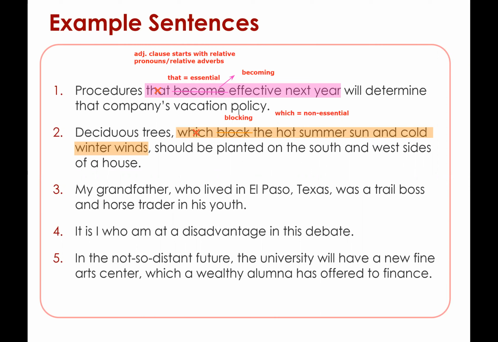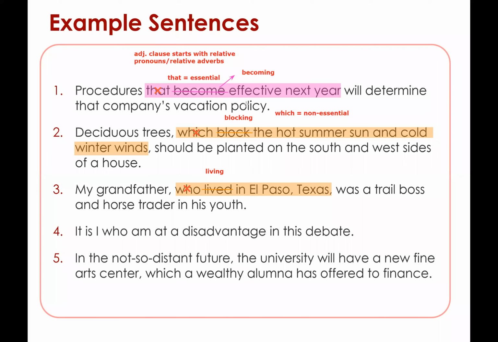All right, and number three, my grandfather who lived in El Paso, Texas, was a trail boss and horse trader in his youth. So we take out the relative pronoun who, and lived is active because he is actually the one doing the living, right? So living in El Paso, Texas. And again, this is non-essential with the two inserted commas.